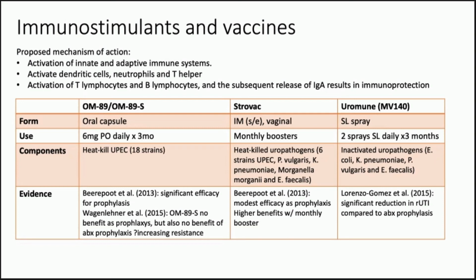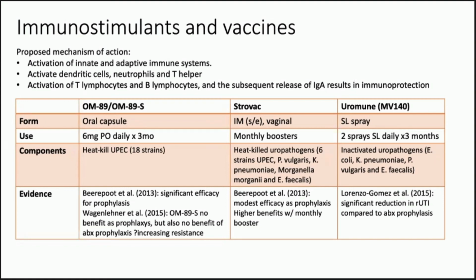So it's another immunostimulant that has been previously studied, contains 6 strains of UPEC, but also Proteus, Klebsiella, Morganella, and Enterococcus. And there is some evidence that showed modest efficacy, but the highest benefits were seen with monthly boosters.